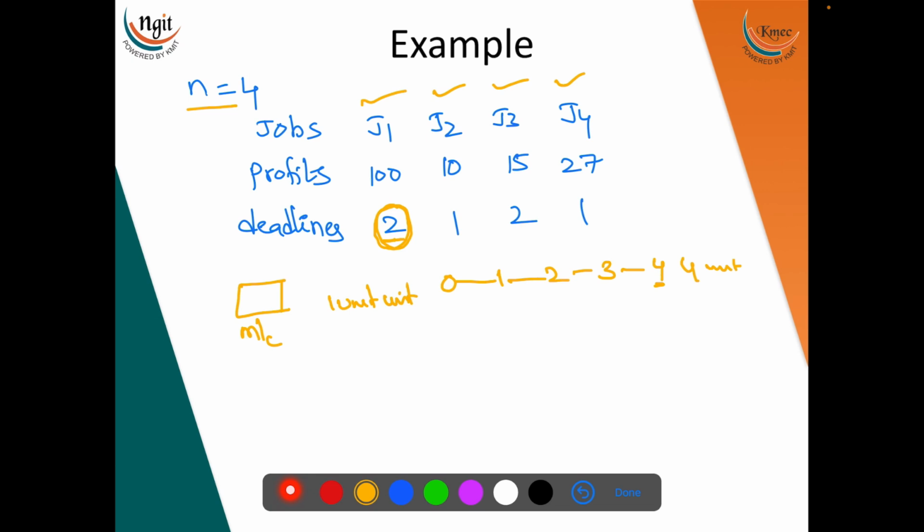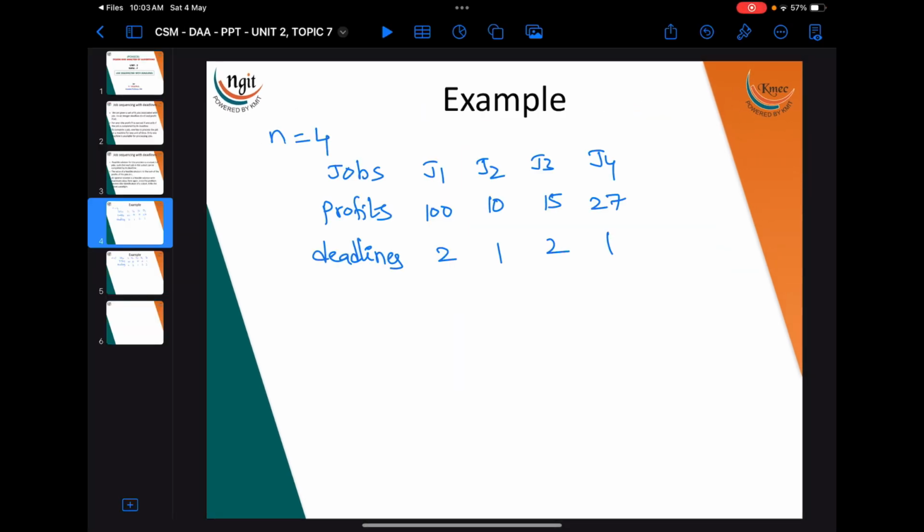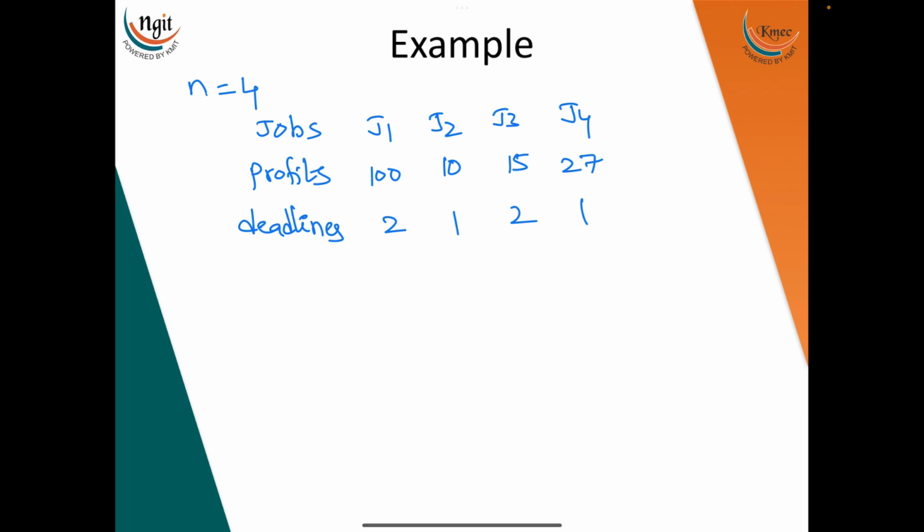As it is 2, I can finish only 2 jobs. So which 2 jobs will we finish? That is what we will list as the possible feasible solutions and their values.